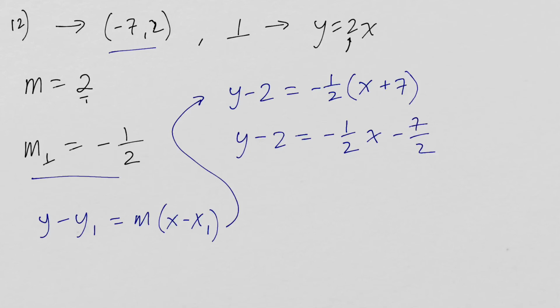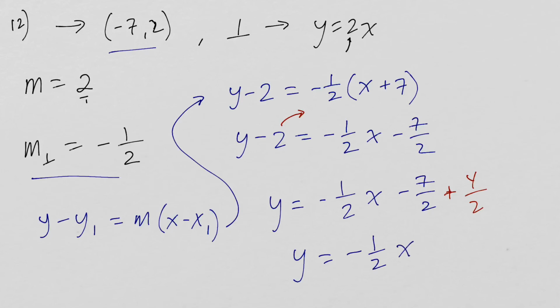And now I'm going to move my 2 over to the other side. So I have y is equal to negative 1/2 x minus 7/2 plus 4/2. That's what 2 is, 4/2. And so I'm going to end up with y is equal to negative 1/2 x minus 3/2.